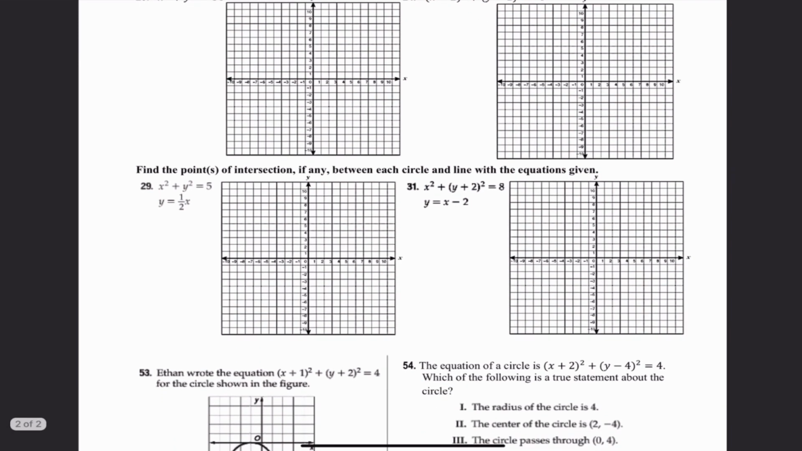Number 29 and number 31. It looks like you're going to have to draw the figure, and then apply the system of equations, okay? So you should definitely go back to the notes or the notes video, look at that so you have an idea on what to do.